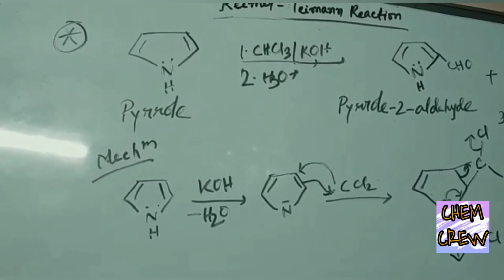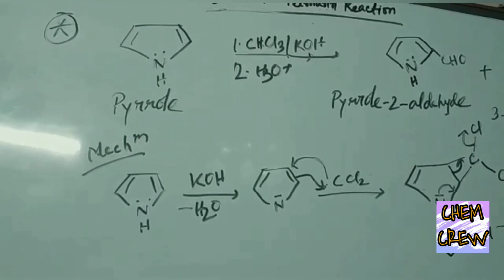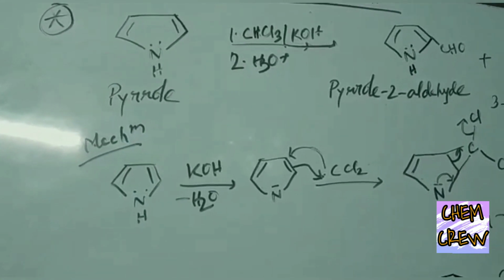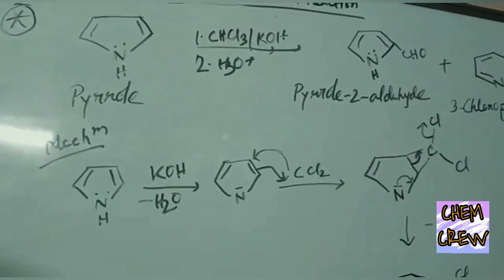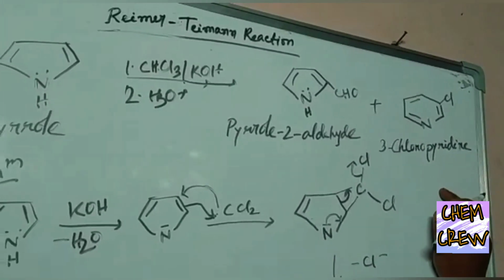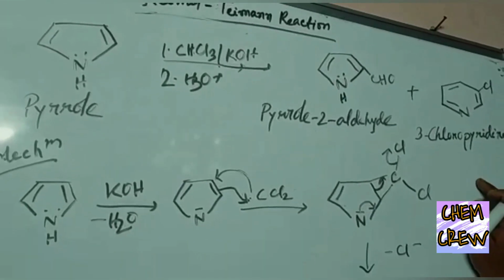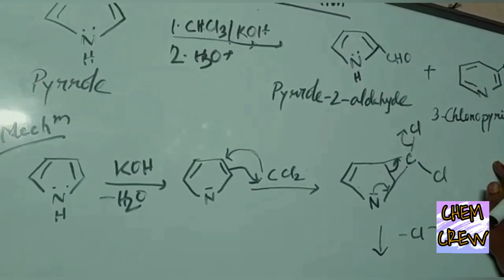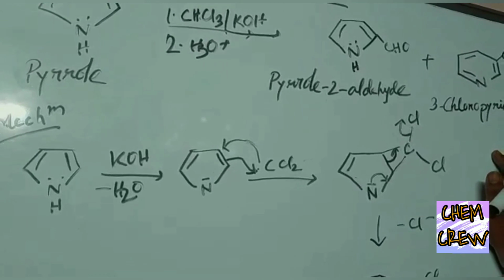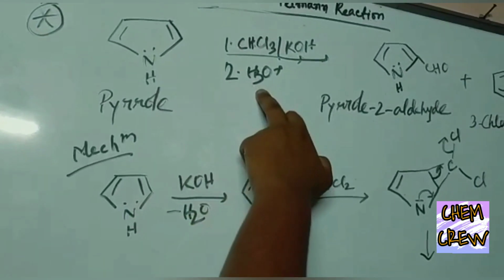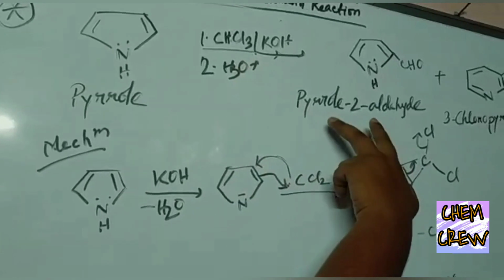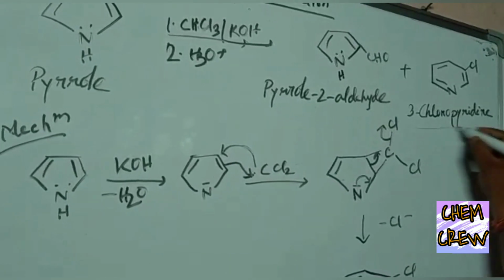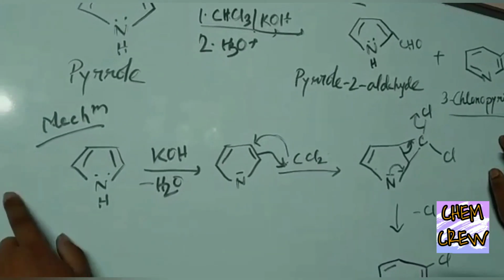Dichlorocarbene is known to cause ring expansion. When pyrrole is subjected to the Reimer-Tiemann reaction, the abnormal product is obtained by the expansion of this ring. This again suggests that the attacking entity in the Reimer-Tiemann reaction is dichlorocarbene. Pyrrole reacts with the Reimer-Tiemann reagent and produces two products, pyrrole-2-aldehyde, the normal product, and 3-chloropyridine, the abnormal product. This is the abnormal product mechanism.